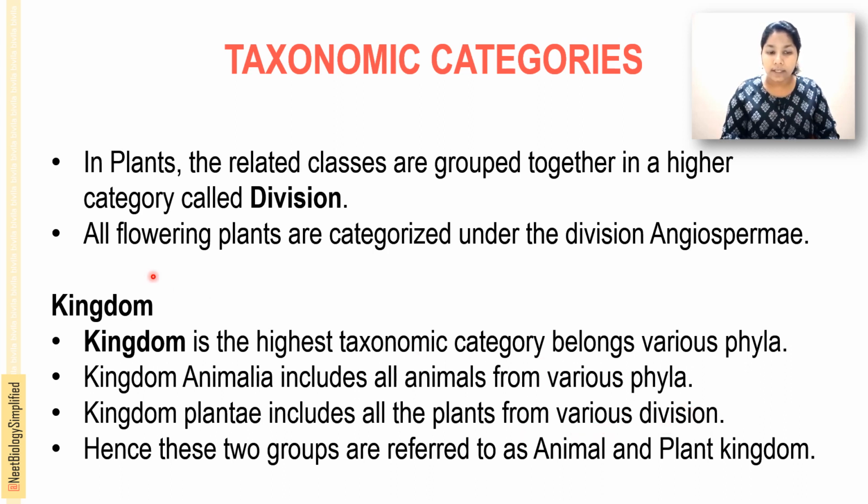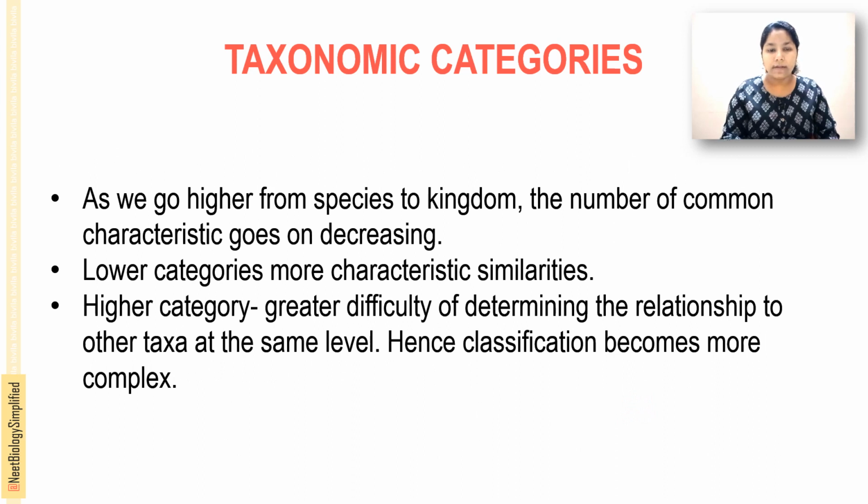What is the category kingdom? That is the highest taxonomic category, which includes the various phyla. Kingdom Animalia includes all the animals from the various phyla, and kingdom Plantae includes plants from the various divisions. Hence, these two groups are referred to as animal kingdom and plant kingdom.